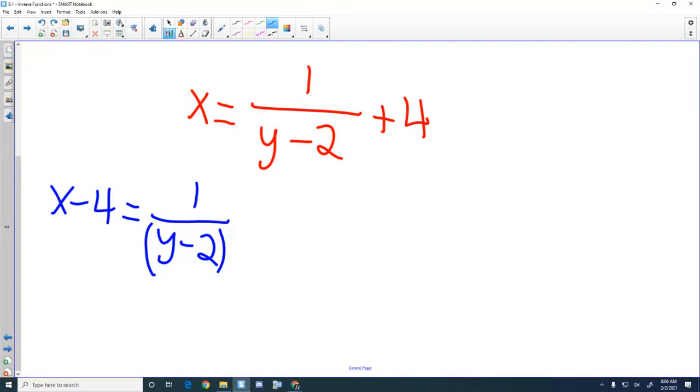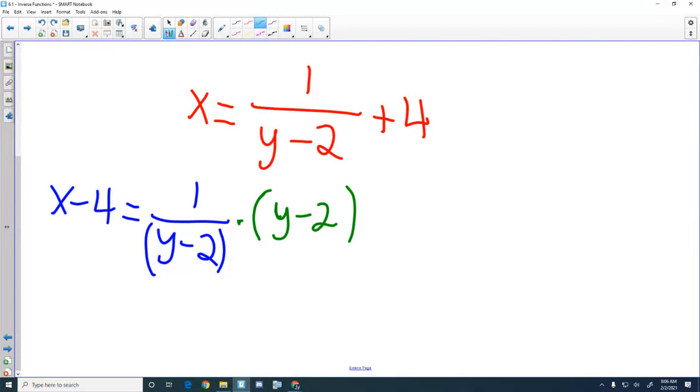Typically, if something's in the denominator of a fraction and you want to cancel it out, what do you do to both sides to get it out of that denominator? You multiply. Very good. So this binomial, this y minus 2, is in the bottom. It's in the denominator, and I want it to be out of there. So guess what? Let's multiply by that exact binomial. Let's multiply by y minus 2.